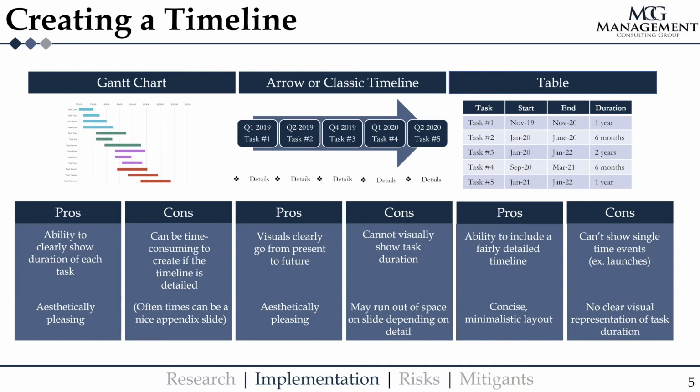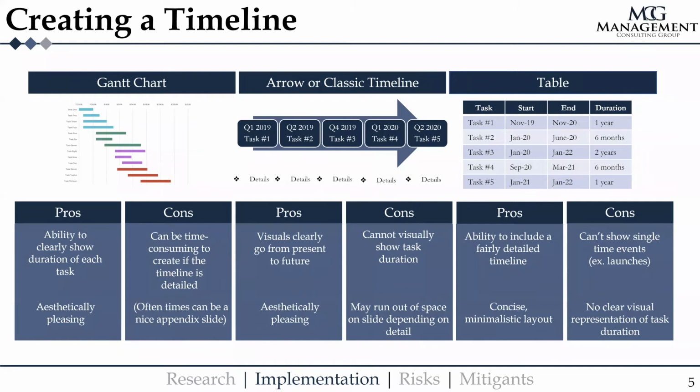So if you do end up getting a question about your timeline and you can flip to this, you'll be able to easily answer the question, and it will show that you really thought about this before you were making the rec. For the arrow or classic timeline, this is what a lot of people end up using. It clearly goes from present to future, and it's aesthetically pleasing, but you can't really show task duration.